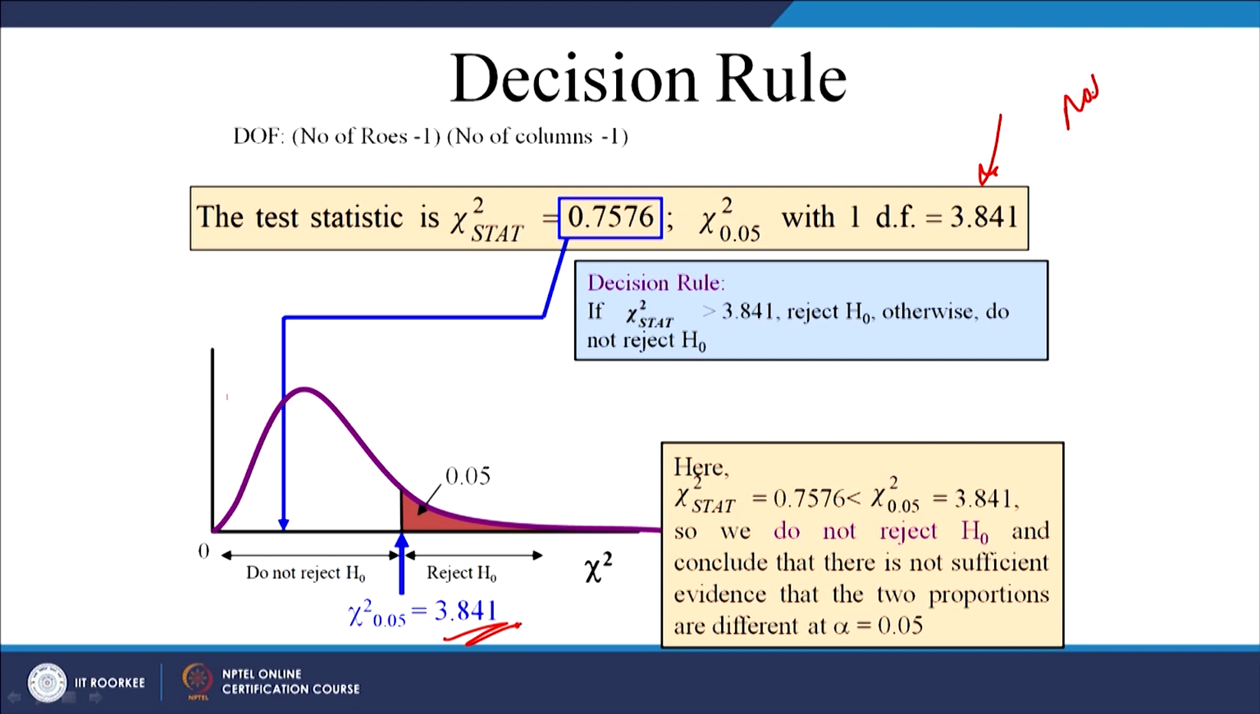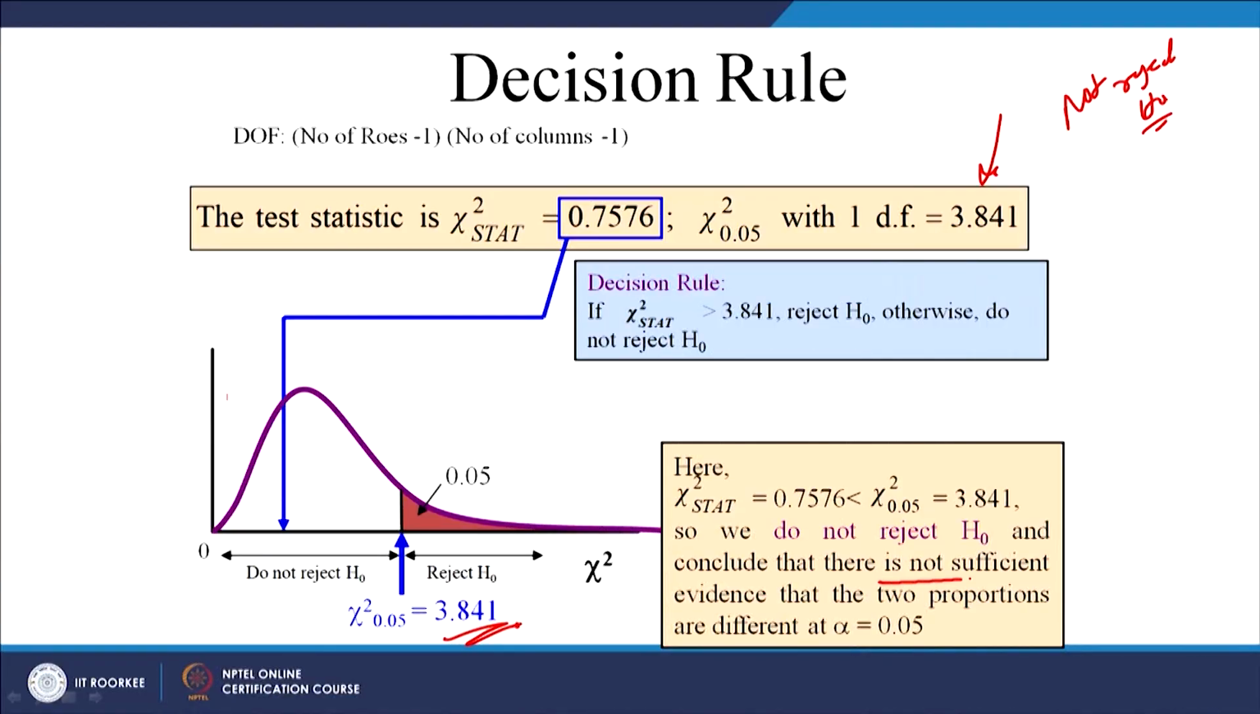So, we will not reject null hypothesis and we will say that the proportions of male and female using left hand are same, there is no significant difference, right. So, there is not sufficient evidence that the two proportions are different. Okay. So, let us look at how to solve this question using Minitab.